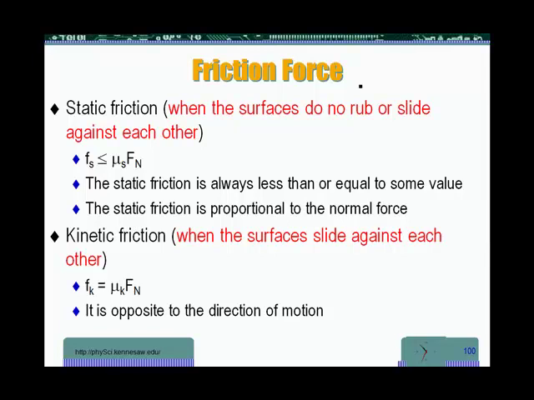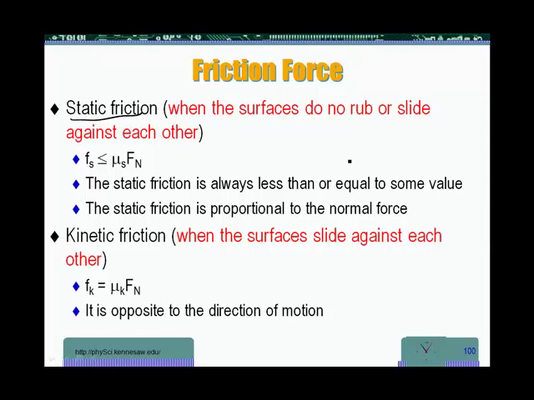Let's talk of another force. This is the more complicated force, at least conceptually, because there are a few things here that are a little different from what we expect from our common day experiences. Now, there are two types of friction. What we call static friction, that's when the surfaces are not rubbing against each other.